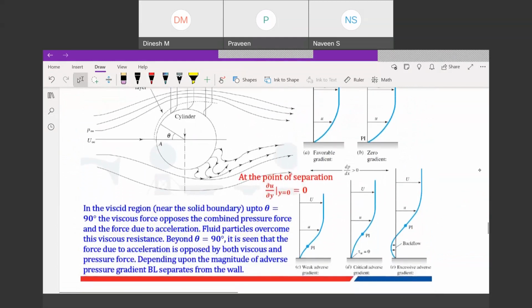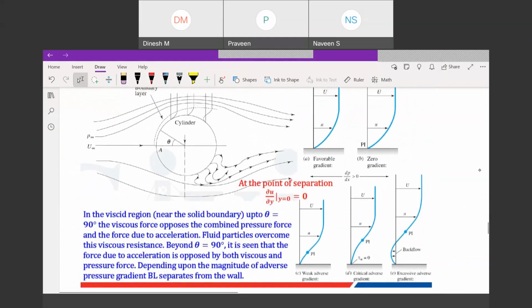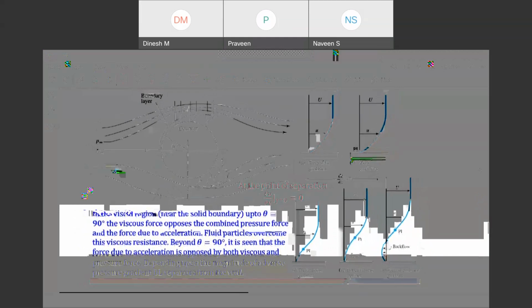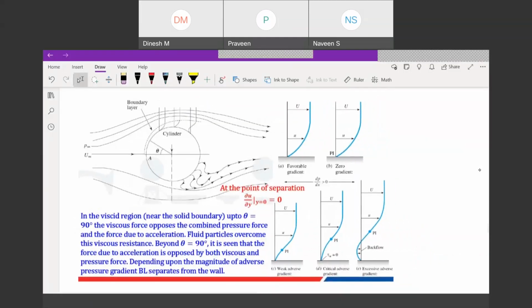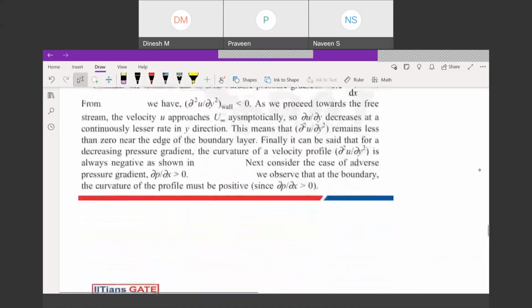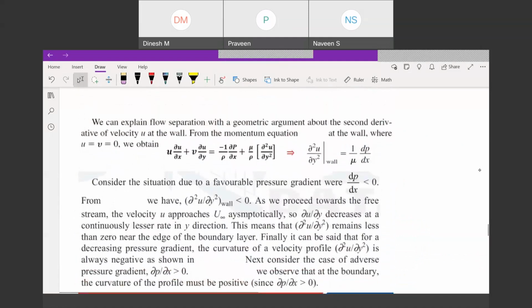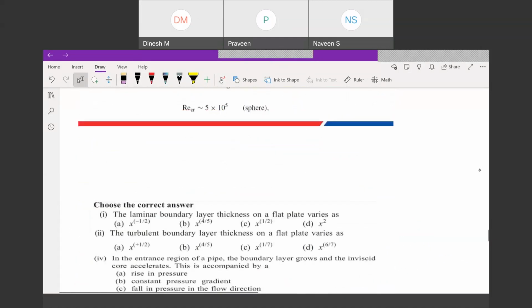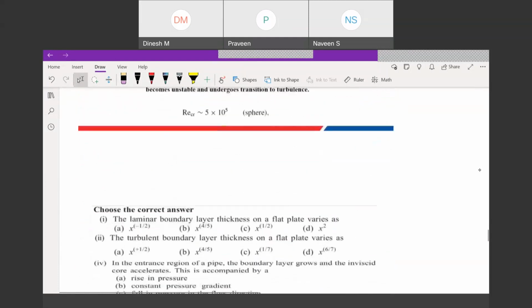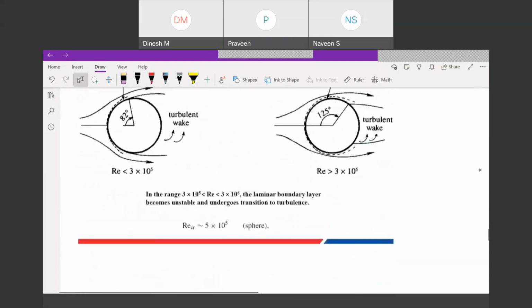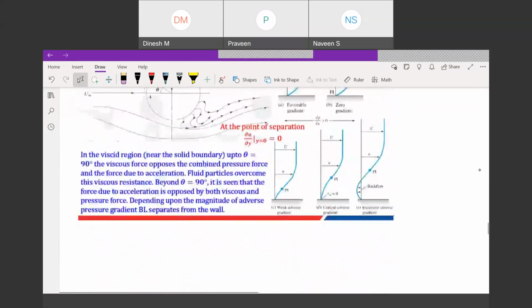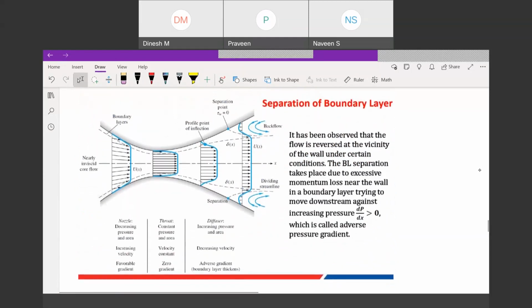Okay, one more question they can ask: how does the boundary layer separate? The boundary layer can separate also. So this is the last topic. Boundary layer theory is completed. Now this is flow separation. So this is the last one actually. Okay, this is the last one. So, separation of boundary layer.